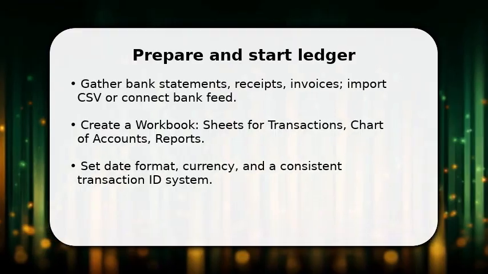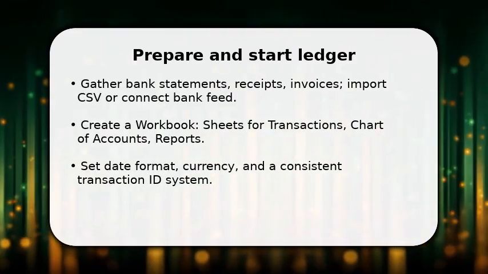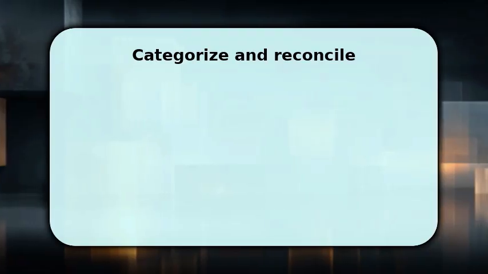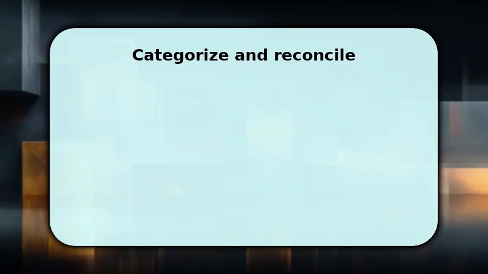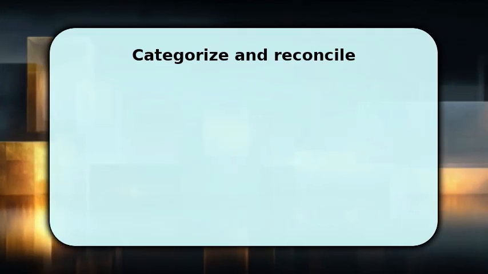Make sure every record has a unique transaction ID. It prevents duplicates and speeds reconciliation later. Now you categorize and match transactions to accounts. Apply data validation lists for categories and accounts so you only pick valid options. That reduces errors and standardizes reporting.